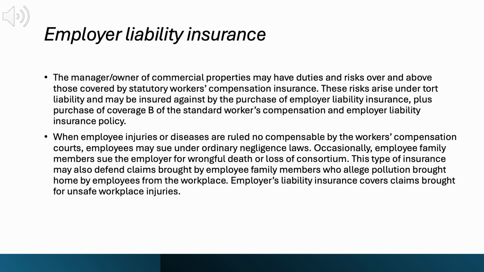When employee injuries or diseases are ruled not compensable by the workers' compensation courts, employees may sue under ordinary negligence laws. Occasionally, employee family members sue the employer for wrongful death or loss of consortium. This type of insurance may also defend claims brought by employee family members who allege pollution brought home by employees from the workplace. Employers' liability insurance covers claims brought for unsafe workplace injuries.